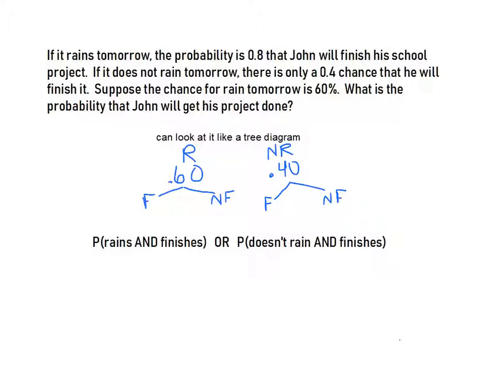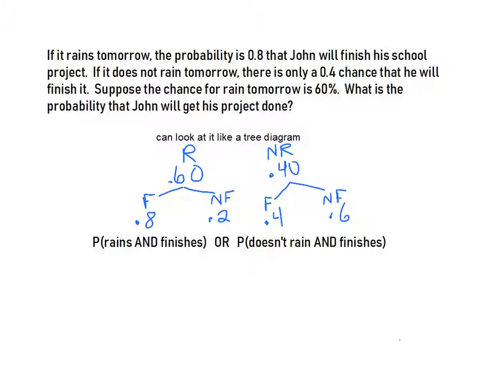Looking over here on the left side. If it rains, because this is the side that it rains, 60% chance that it rains. They said that if it does rain, the probability that it finishes is 0.8. So that would be a 0.8. And that means that the probability that he doesn't finish would have to be a 0.2. Just subtracting from 1 to get the opposite. Over here on the 0.4, on the not raining, if it does not rain, there's only a 0.4 chance he's going to finish. So I'm going to put 0.4 right here, which means there's a 0.6 chance that he does not finish it.